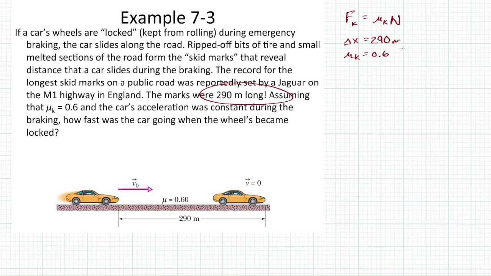The only other thing that we can at least implicitly figure out is the final velocity. We don't know the initial velocity. In fact, that's what we're trying to find. How fast was this car originally going to make that long of skid marks? But the final velocity, we can figure out, well, that's just 0. It comes to a rest. So that's all we know.